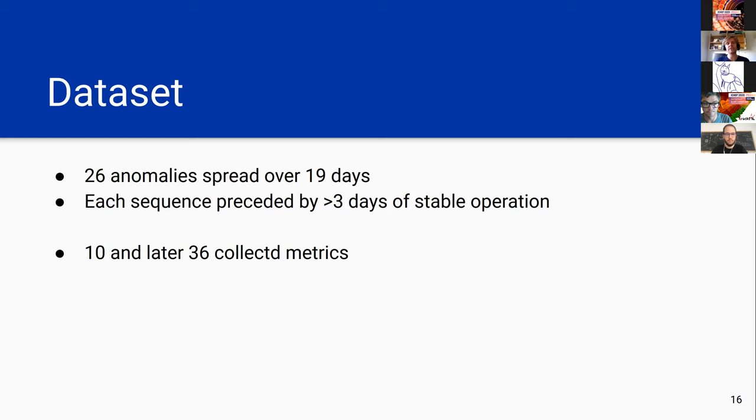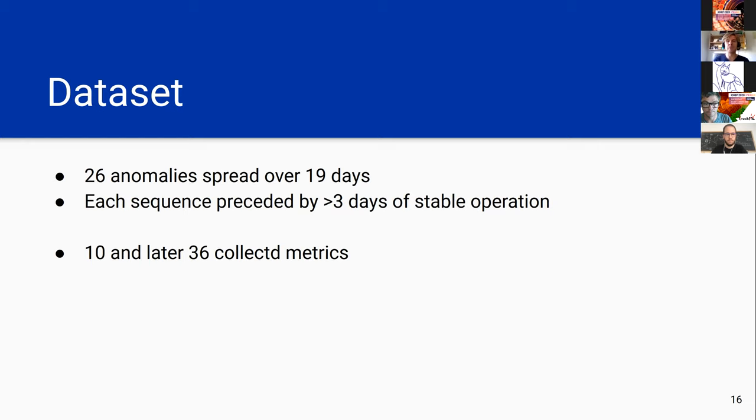Anyway, we captured 26 anomalies. They were spread over 19 days. So sometimes we inserted two anomalies per day. But essentially, even if we meddled with the cluster, the operations were still rather smooth. And each of the sequence of anomalies were preceded by about 3 days of stable operations, which we used to train the models. But more about that later.